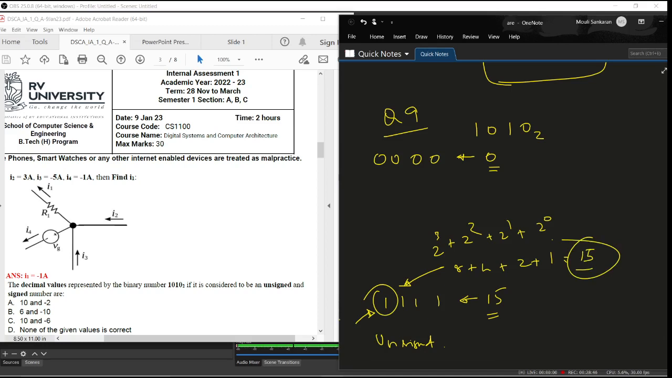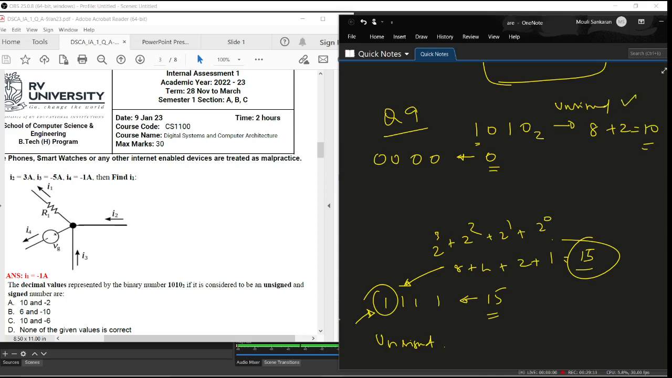So if I give you this number and we treat it as an unsigned number, then what should we do? We should not find a 2's complement here, because we are going to treat it as a positive number. So it's 2 power 3, which is 8, and then this is 2. So it is 10. As unsigned, this value is 10.